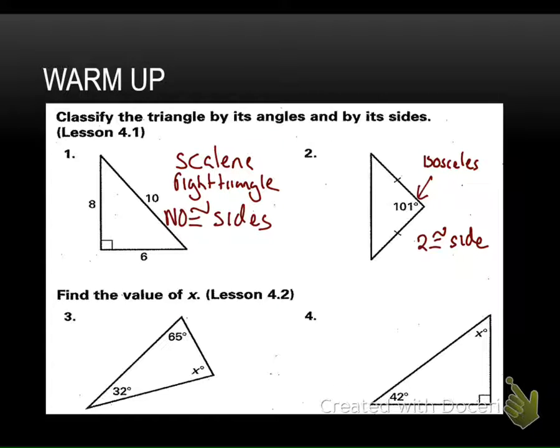why. Okay. So if you're going to classify it by angle, is it going to be acute, right, or obtuse? Oh, Sierra. Obtuse. So it's an isosceles obtuse triangle.